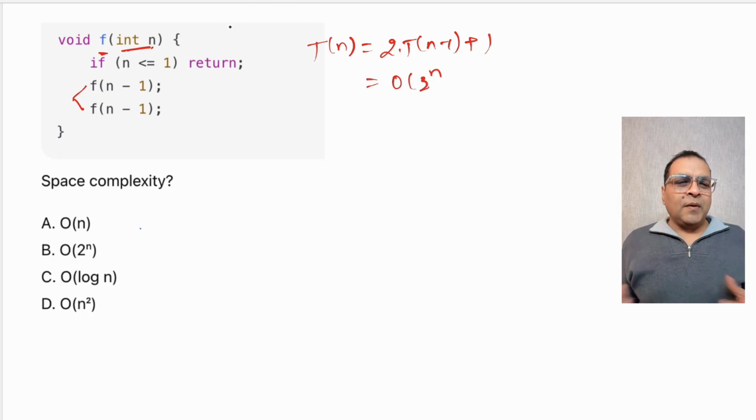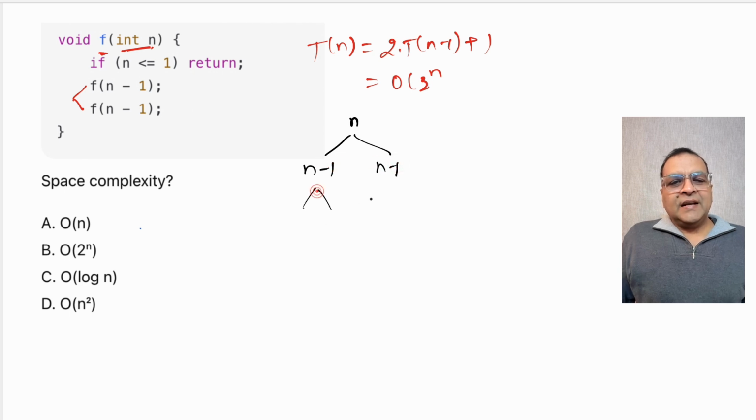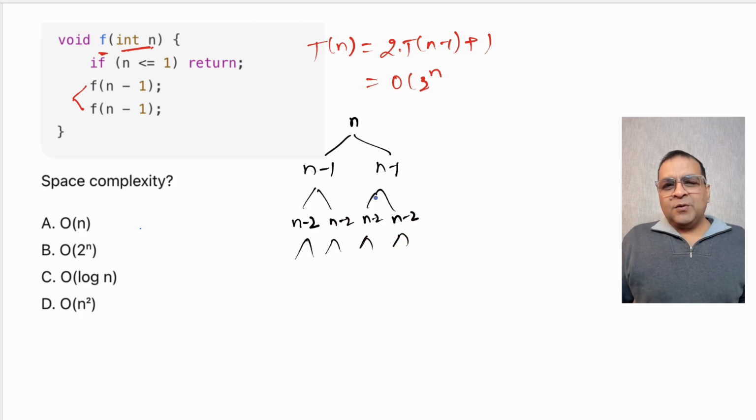If we look at it from the memory model point of view, or from the function call tree point of view, then first the function is called for n. At the next level, there are 2 function calls for n minus 1. At the next level, there are 4 function calls, each for n minus 2. At the next level, we have 8 function calls and so on. Therefore, this is an exponential growth.